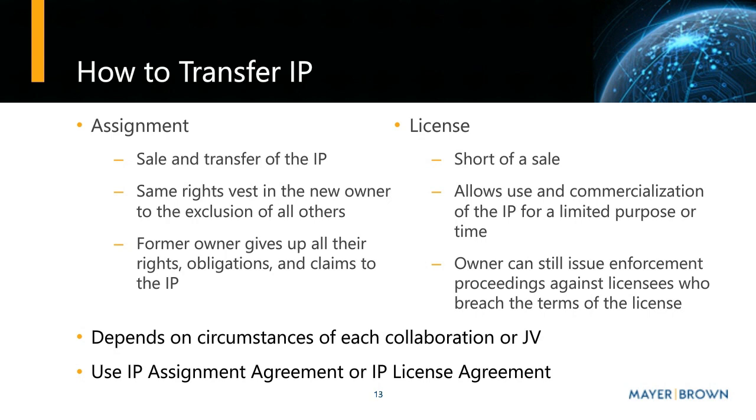The next bullet point: an instrument for allocating IP may be an IP assignment agreement or an IP license agreement. But you can also have the IP assignment or license provisions in the joint venture or other collaboration agreement. Michelle will next talk about the key IP considerations in a JV agreement.